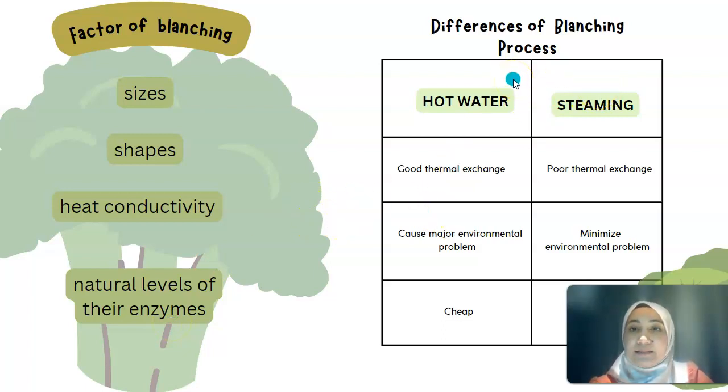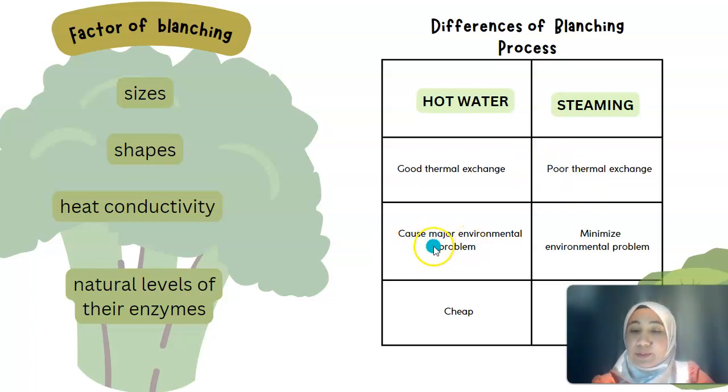Now let's see the differences between the blanching techniques. Hot water blanching provides good thermal exchange compared to the steaming process, which provides poor thermal exchange. It is because the hot water technique provides direct contact of the hot water with the sample itself, while steaming is just using the steam, the heat produced by the boiling water.